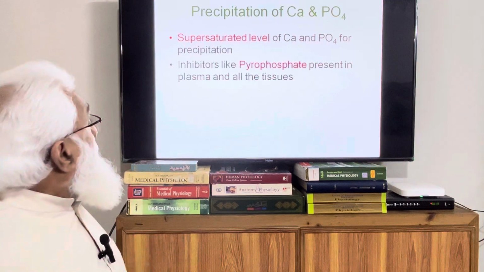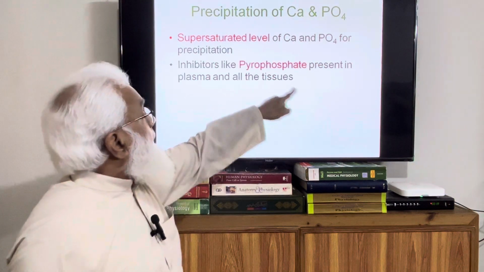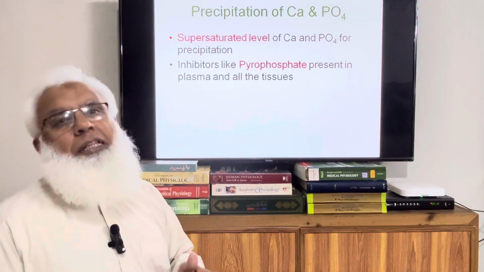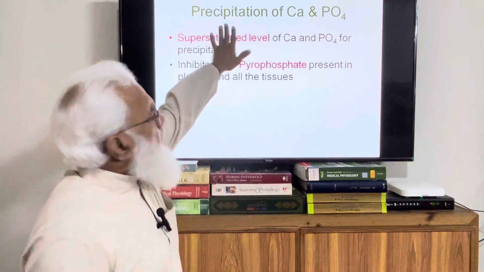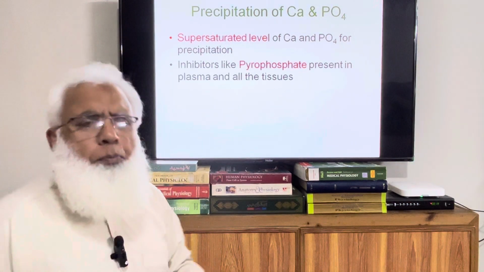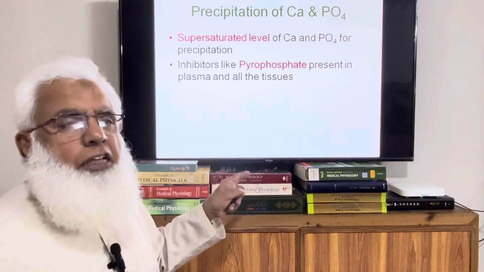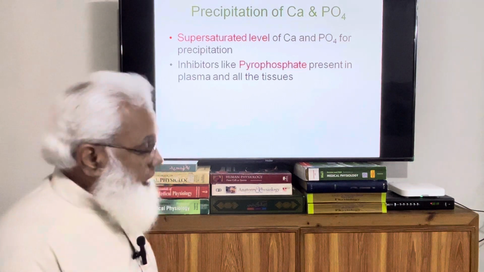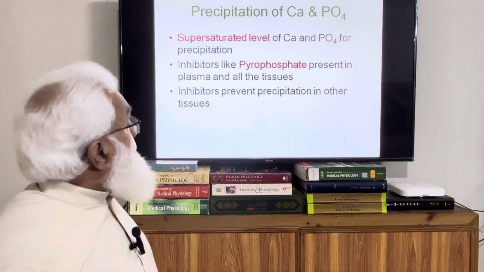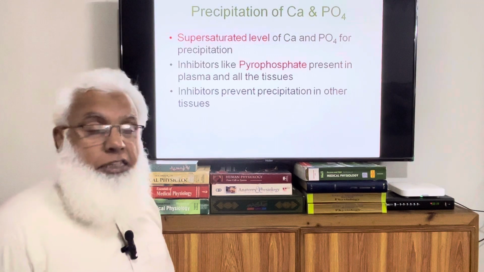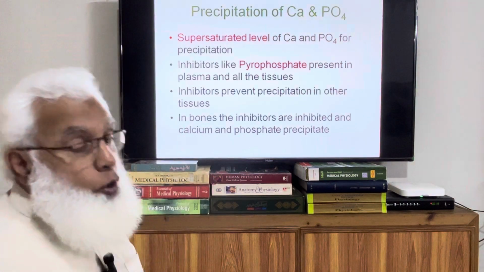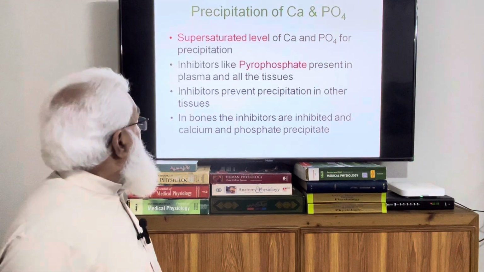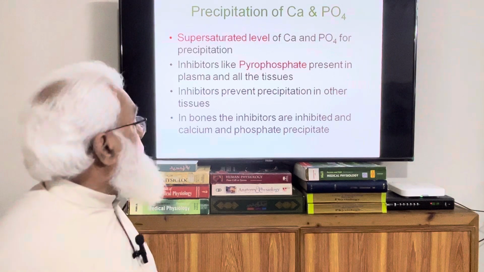But inhibitors like pyrophosphate are present in plasma and most of the tissues. Pyrophosphate inhibits precipitation of calcium and phosphate. Otherwise, this normal level is prone to be precipitated. Pyrophosphate, and maybe some other inhibitors, inhibit the precipitation of these salts. Inhibitors prevent the precipitation of these salts in tissues other than bones. Why in bones? In bones, these inhibitors are themselves inhibited by some other inhibitors of pyrophosphate.